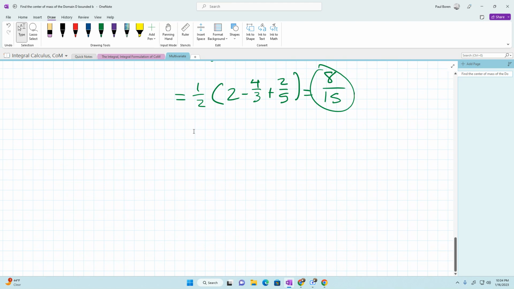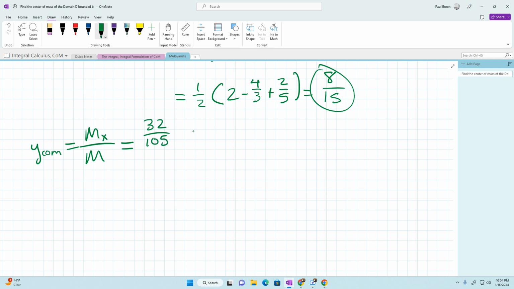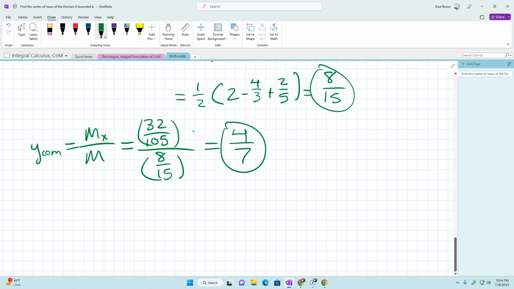Okay, so now that we found the moment about the x-axis and the mass of the object, we could compute the y-coordinate for our center of mass by just doing our moment about the x divided by the total mass. We found that the moment about the x was 32 divided by 105. We just calculated the total mass of the object to be 8 divided by 15. If I were to divide these out, I would get an answer of, I believe, 4/7.